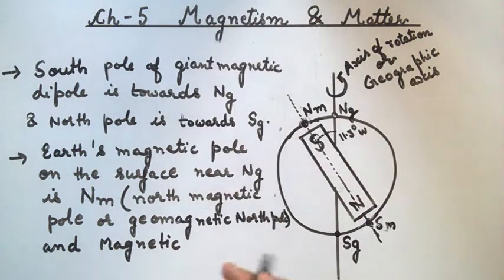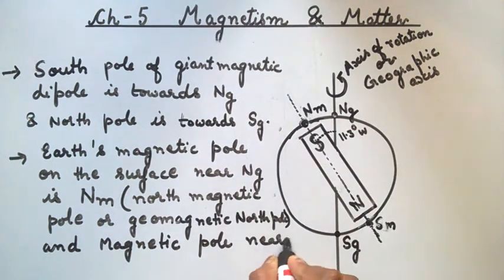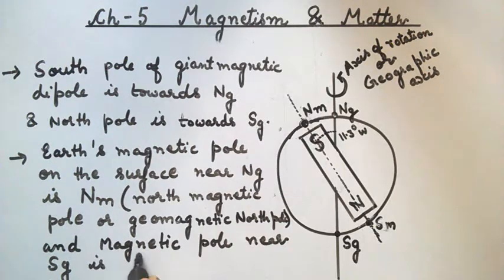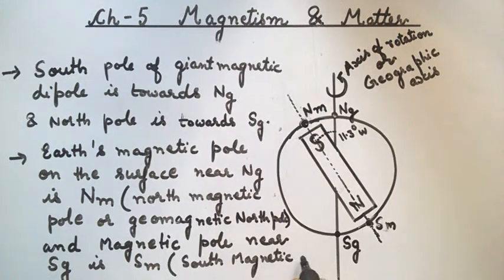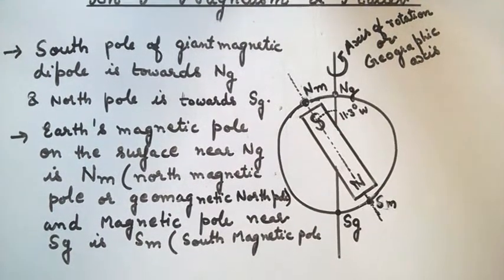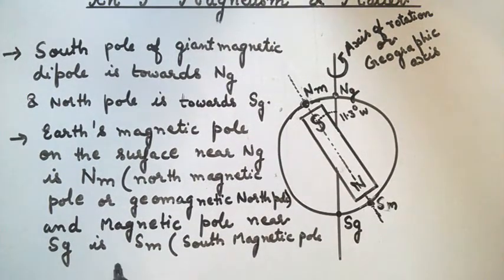And magnetic pole near geographic south is magnetic south pole or south magnetic pole, or geomagnetic south pole.